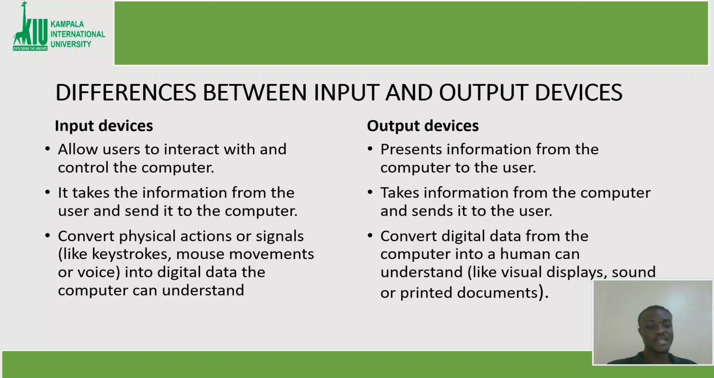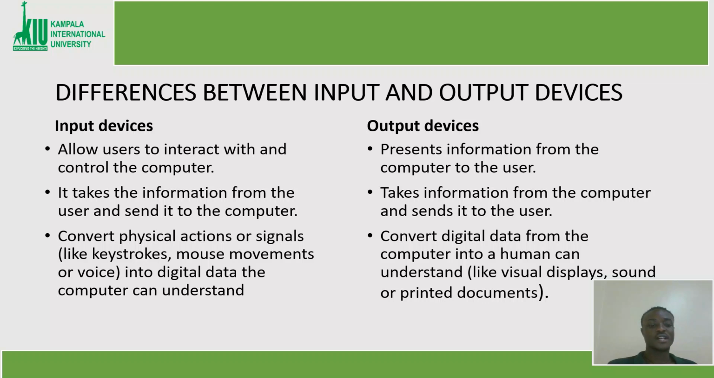Input devices take information from the user and send it to the computer. On the other side, output devices take information from the computer and send it to the user. So in input, the user is the one who inserts, and in output, the computer is the one that gives out the response. The last difference is conversion: input devices convert physical actions or signals, like keystrokes, mouse movements, or voice, into digital data the computer can understand.